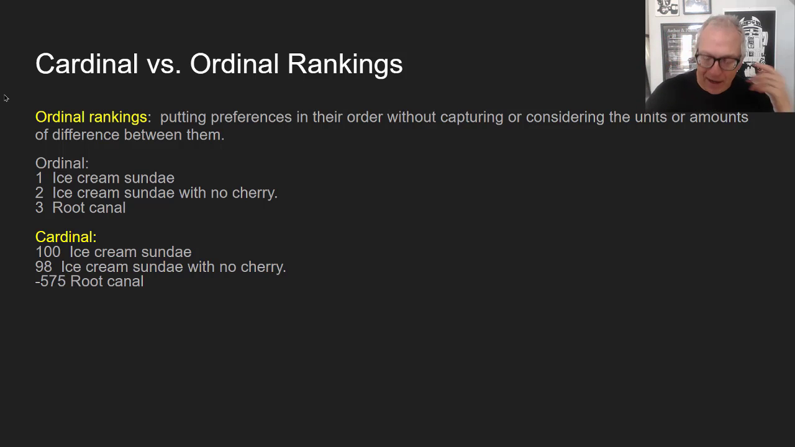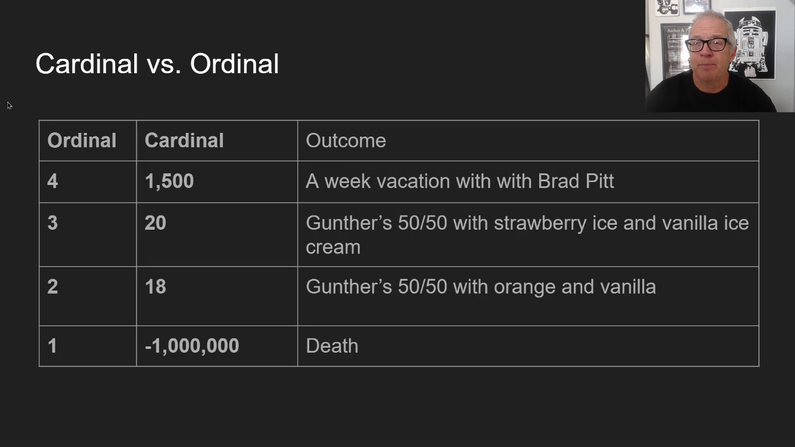And what happens mathematically, and this all gets really technical, we won't have to worry about it too much, is that if I can introduce a cardinal scale and it's right, it will let me do a lot more work mathematically when I start getting into the theorems and trying to figure out what the best decision is to make, or comparing different options.